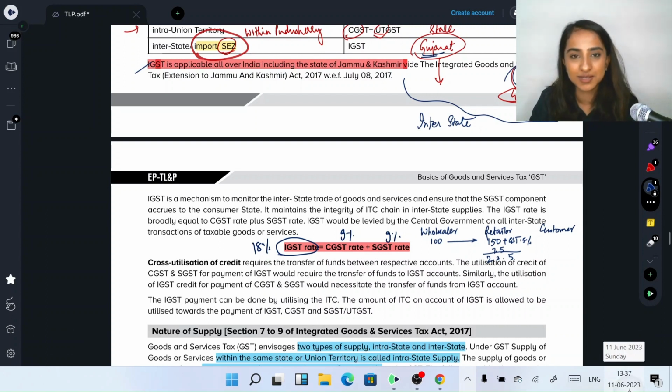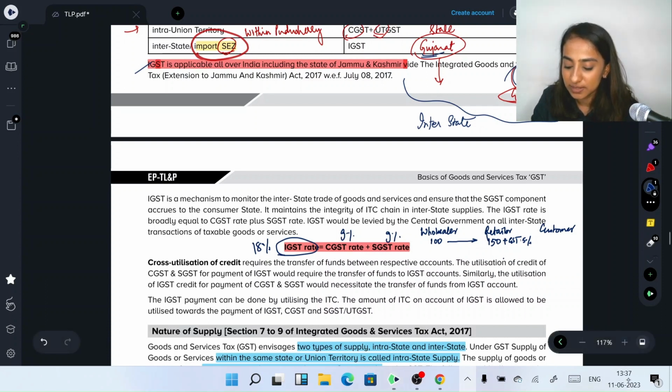Sorry, 162.5, right? So this is 162.5. This is what happens when you get too used to a calculator, right? Correct. Okay, so the 7.5 that the retailer has paid earlier, he is going to claim credit.